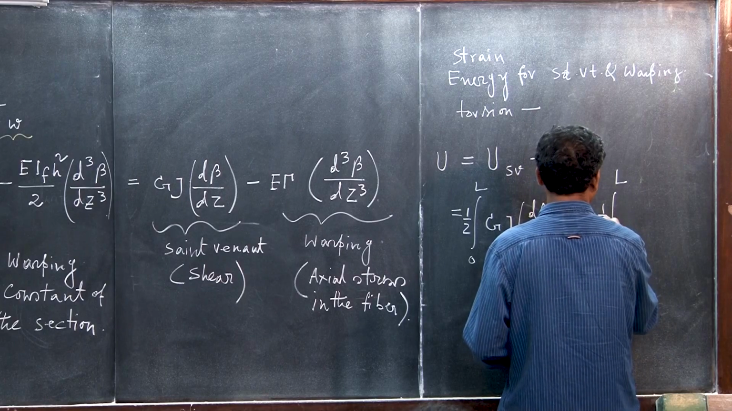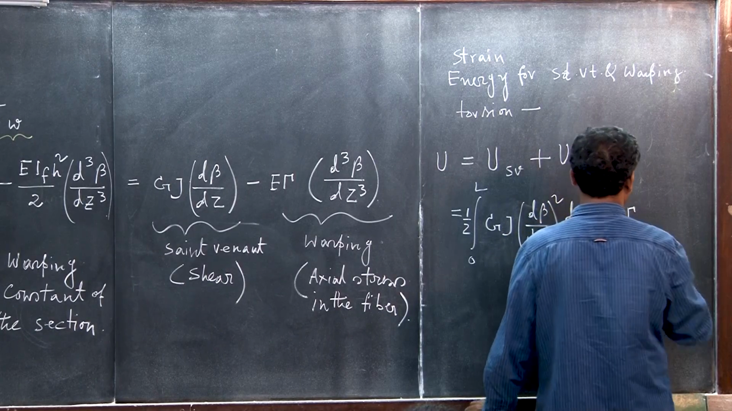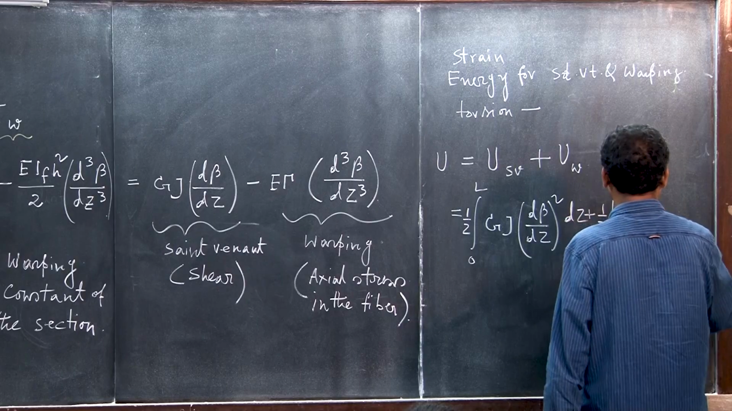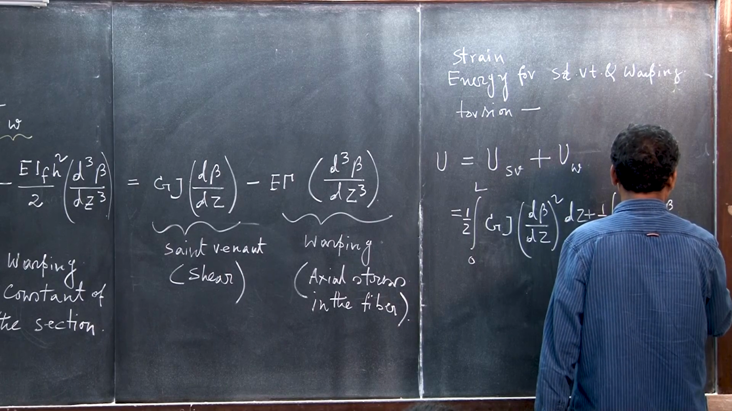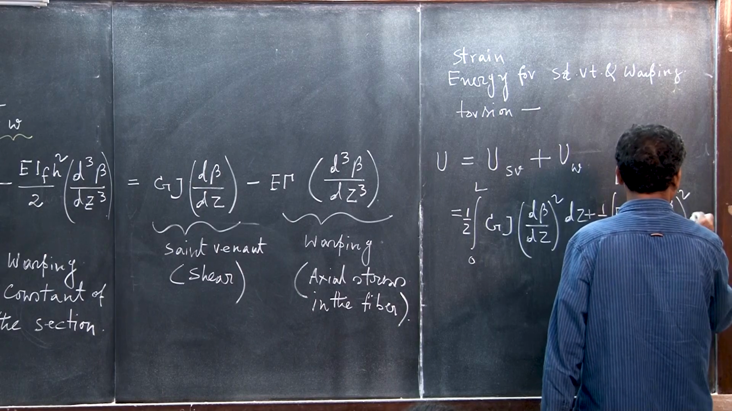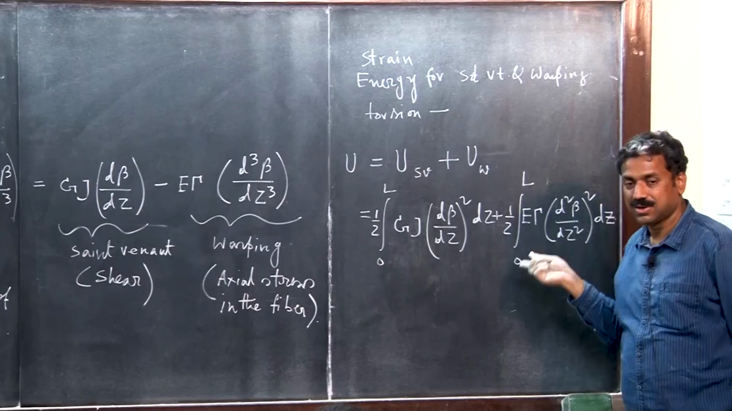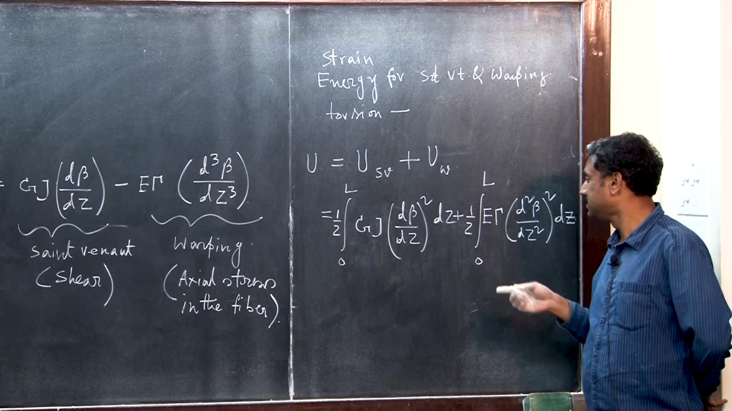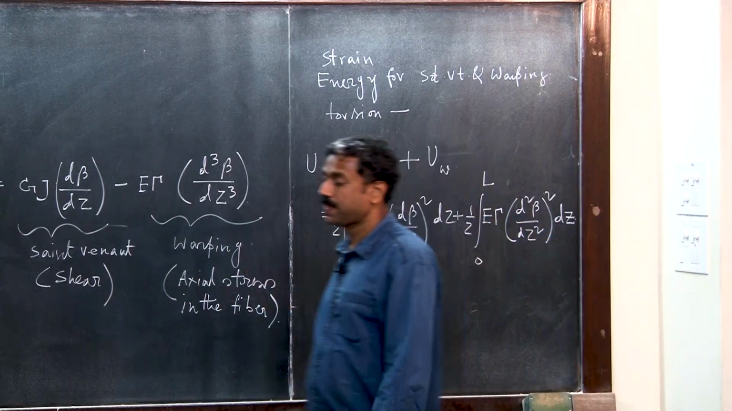Plus half you have to take out E capital omega, d2 beta, z2 square dz. I am not deriving it, I mean you can do it, right, it is not a big deal. Half E capital omega d2 beta, right.